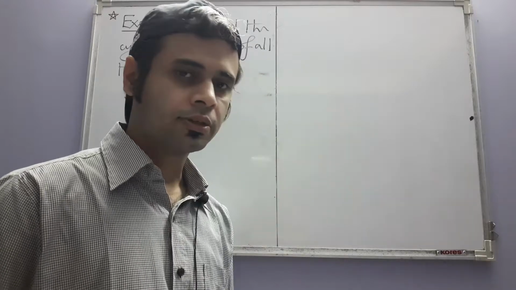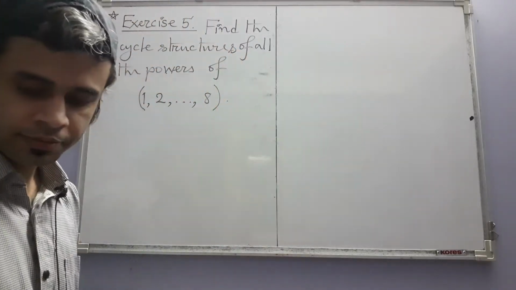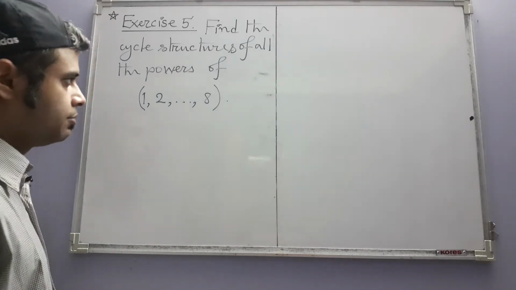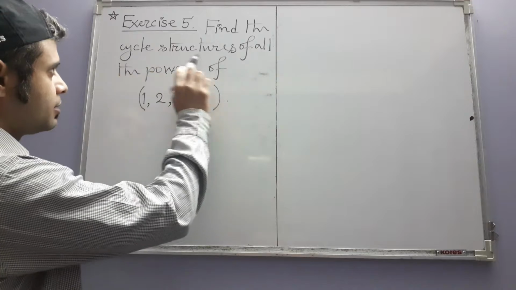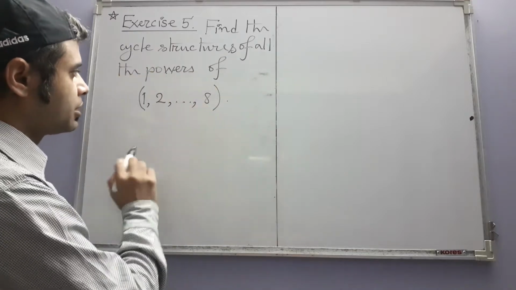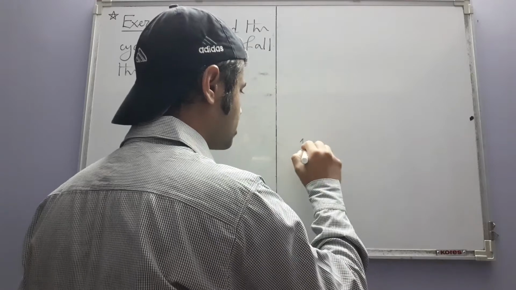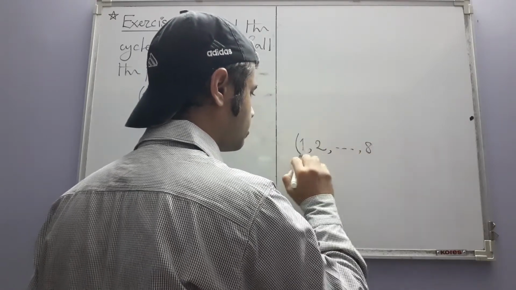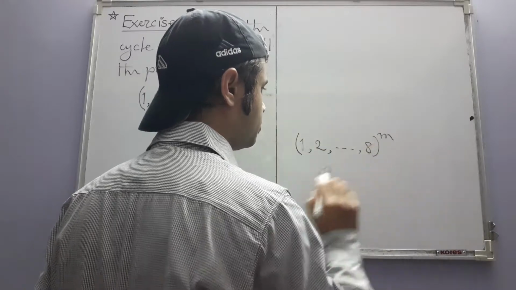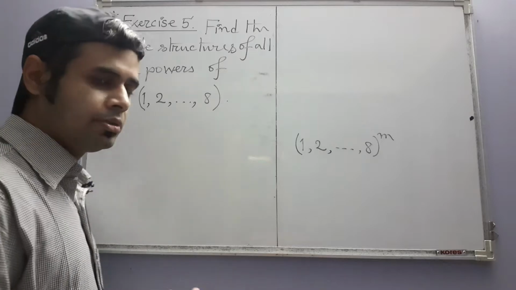Okay, next we are going to solve the fifth one. The first four we have already solved, and in this one we have this 8 cycle, and we have to find the cycle structures of all the powers of this 8 cycle. That means the cycle structures of permutations which look like this, where m is any integer. So m can be negative also.